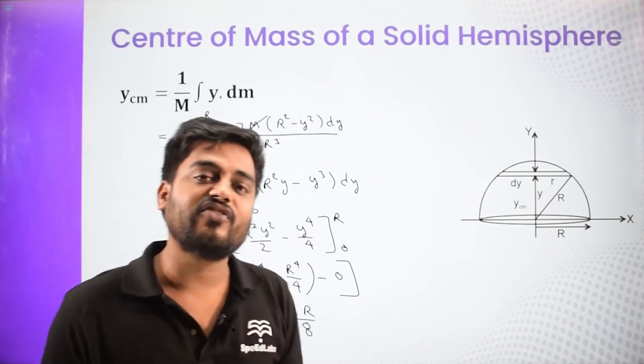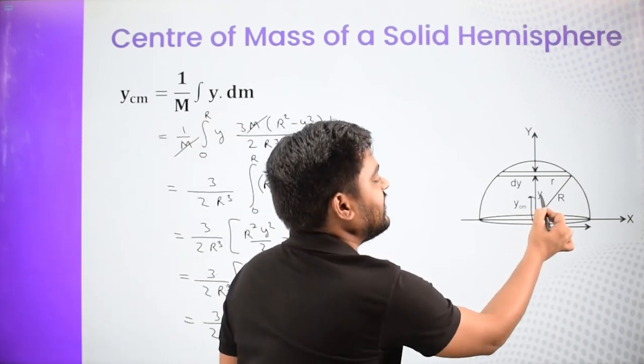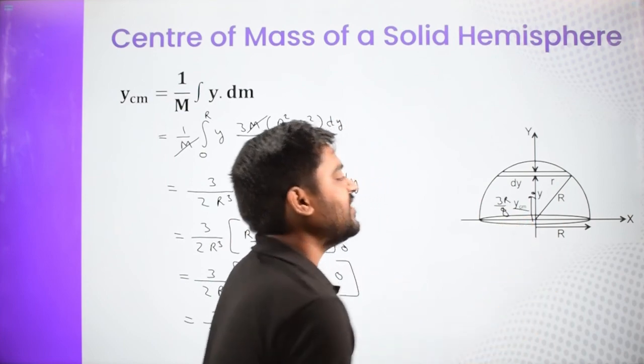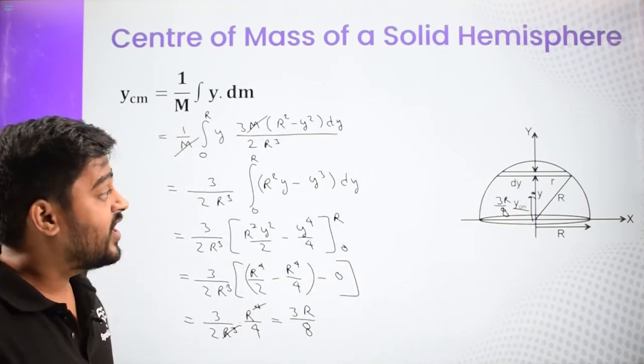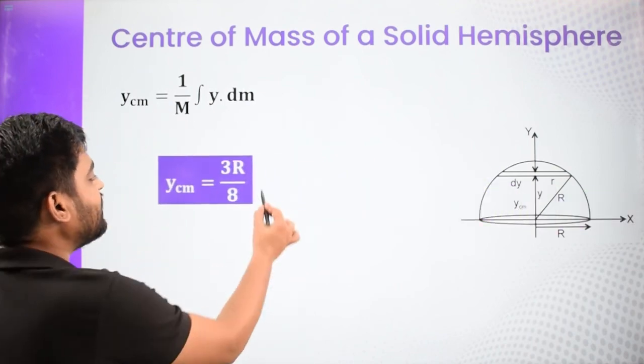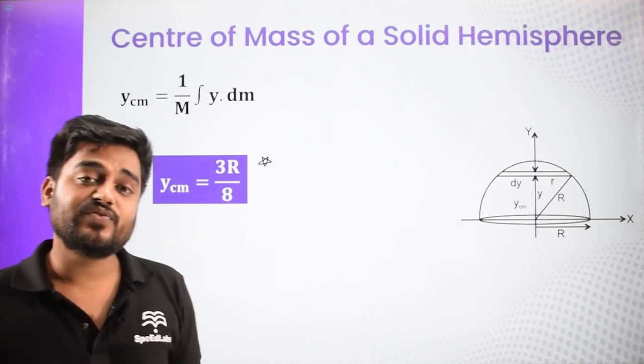And that is going to be our y coordinate of the center of mass. So we can say the center of mass of a solid hemisphere lies at a height of 3R by 8. That is going to be our y coordinate of the center of mass. What about x and z? x and z are 0 due to symmetry. So the y coordinate of the center of mass is 3R by 8. That is what you need to remember.